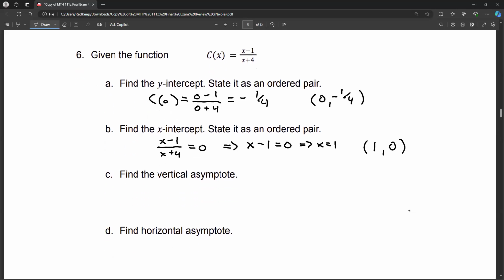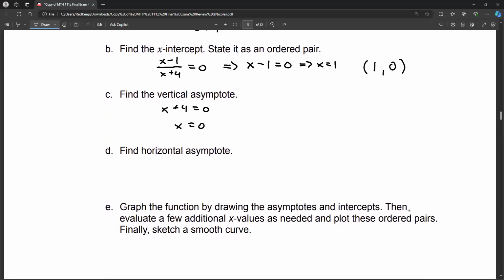Okay, and so moving on to question C, they're asking us for a vertical asymptote. Vertical asymptotes are where the denominator is equal to 0. So very similar to part B, but now we're going to set the denominator equal to 0. So x plus 4 equaling 0 implies that x equaling -4 is our vertical asymptote. Perfect.